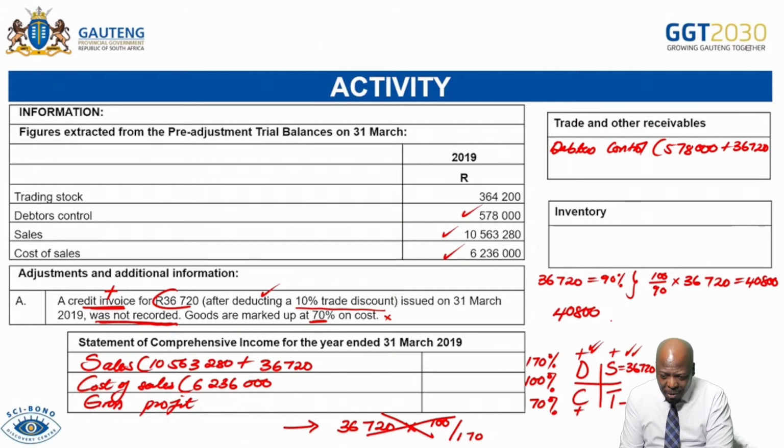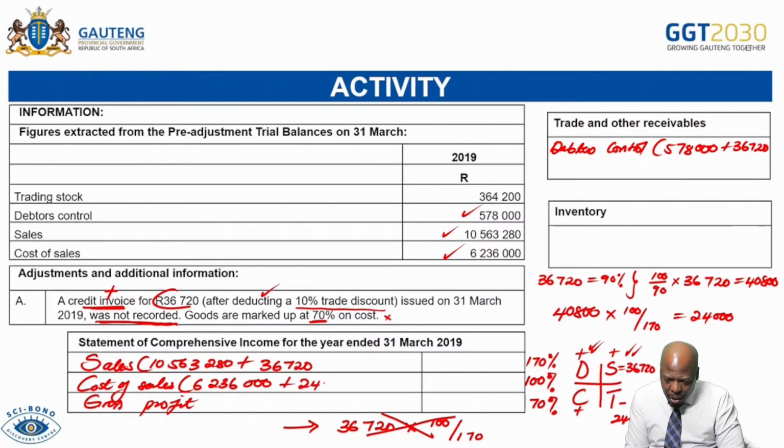So it was 40,800. Then I can now say multiply by 100 over 170. How much is that going to give us? That's going to give us 24,000, like that. So I can now come and say, on my bottom part here, it's going to be 24,000. So first, where do I go? Cost of sales. I come to my cost of sales and say plus 24,000. We've sold goods, our cost of sales goes up. And I go to my inventory, my trading stock.